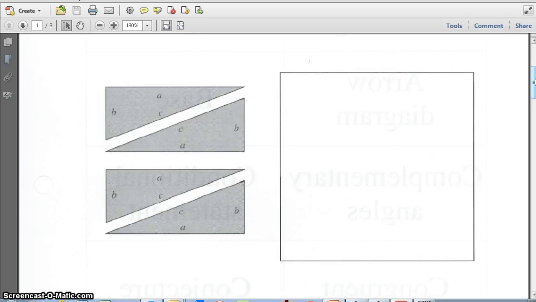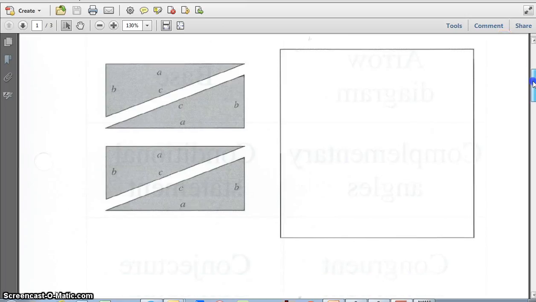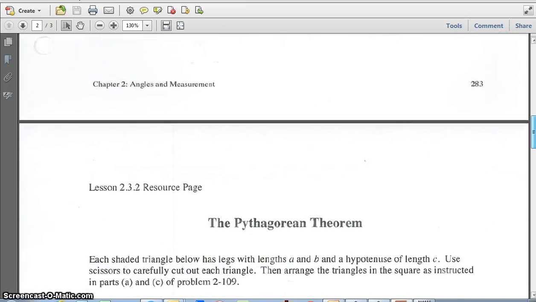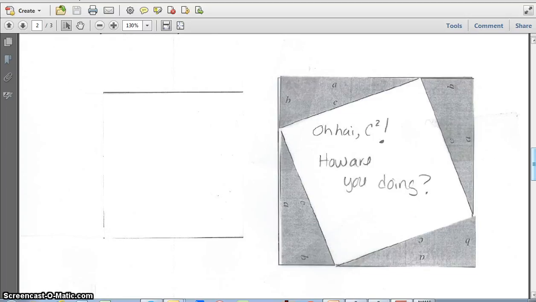1-9-2. I take it back. It is exercise 1-109. And the first configuration of these 4 congruent triangles looks like this, where we are asked to find the area for the unshaded region. So that's the square in the center.